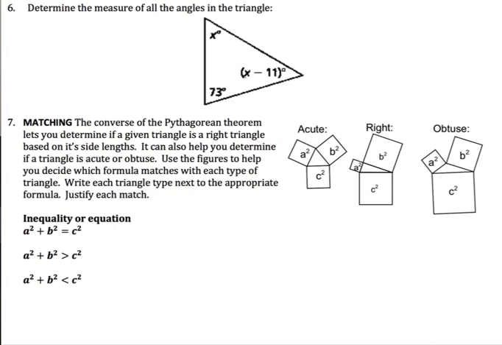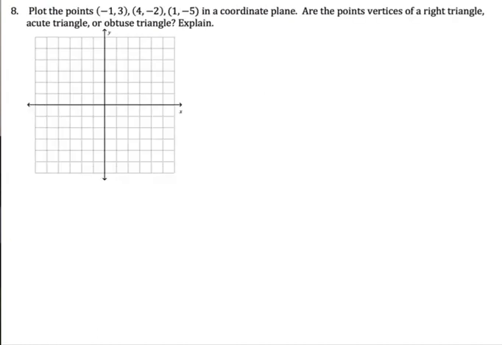Number 6, determine the measure of the interior angles of this triangle. Remember the angles in a triangle add up to 180. 7 is a matching task where you try to match up these 3 statements with whether it's an acute, right, or obtuse triangle. And then on number 8, you'll use that information to find out whether the triangle created by these 3 coordinates is acute, right, or obtuse.